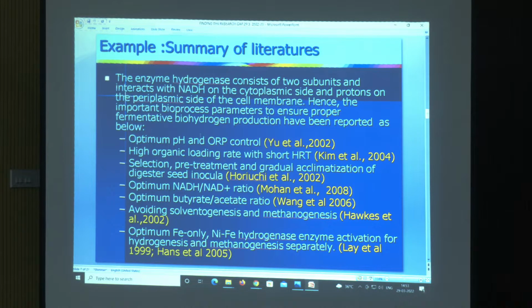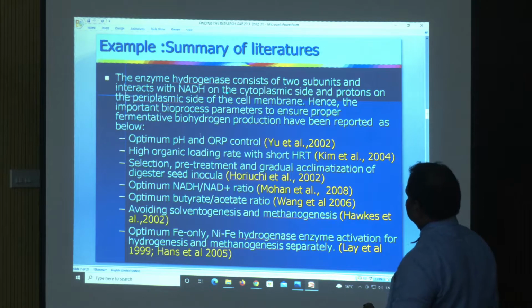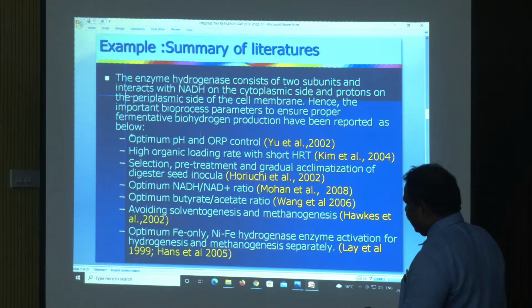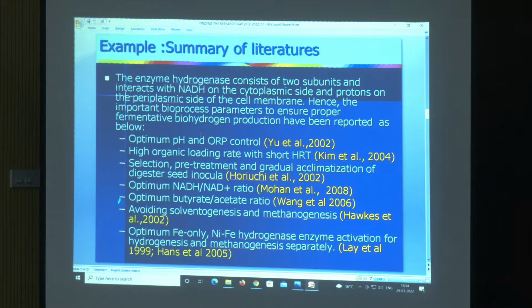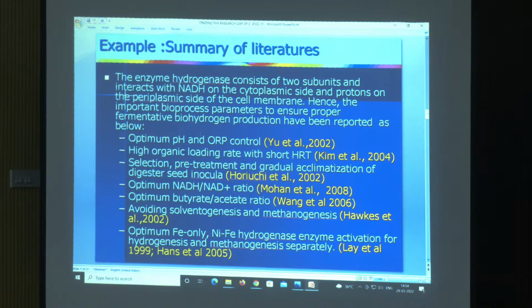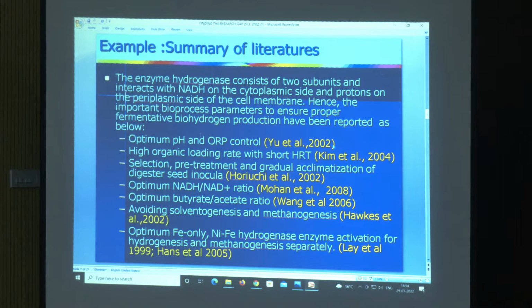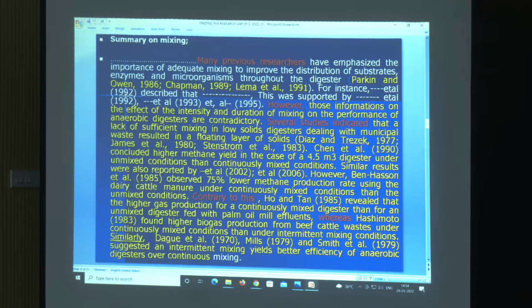So, an example of a summary of literature or critical review of literature. The enzyme, you can mention here, consists of 2 subunits, interacts with the NADH and so on. So hence, for the important bioprocess, you can mention optimum pH and ORP. So what are the parameters we got? This is what is called a critical review of literature, interrelating each parameter. Optimum pH and ORP control he did, high organic loading rate was done by him, selection and pre-treatment was done by him, optimum NADH, NAD was done by him, optimum butyrate was done by him. So you can mention it like this also. Who did what? If you have paraphrased the information properly, you can straight away put it in different orders, 2002, 2004, like that.